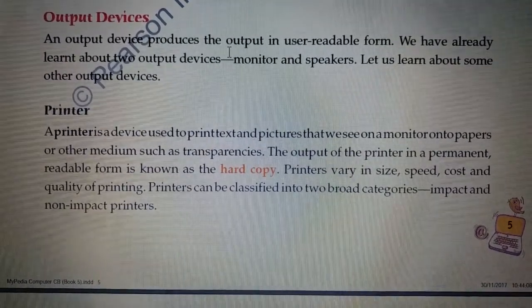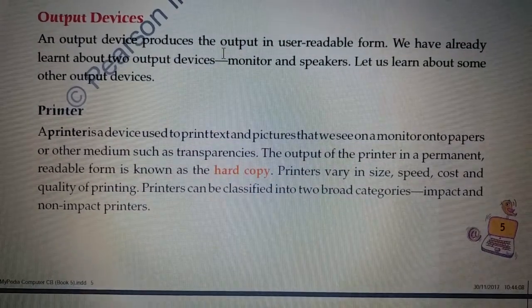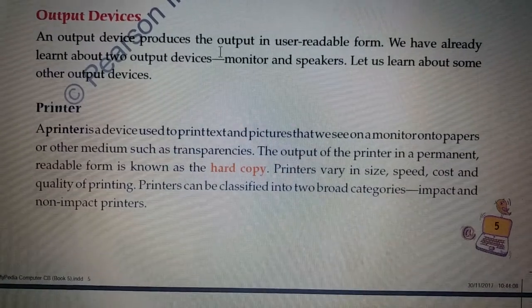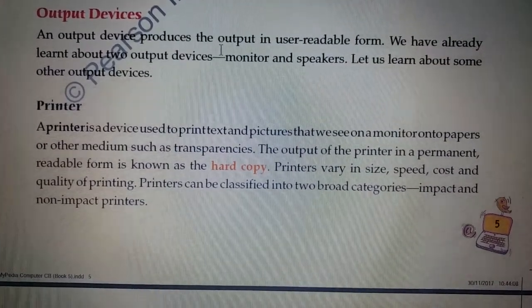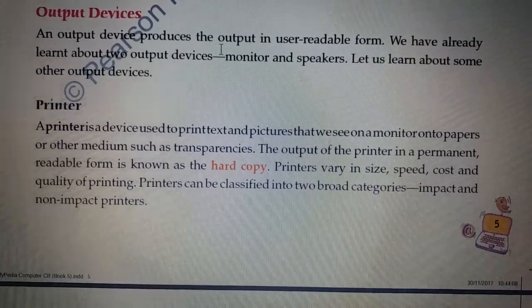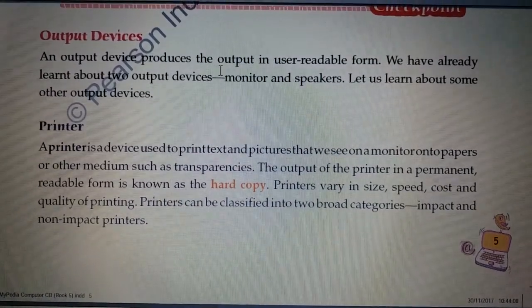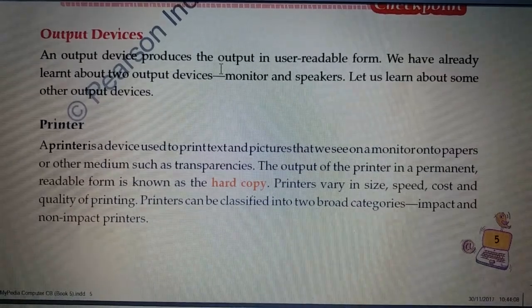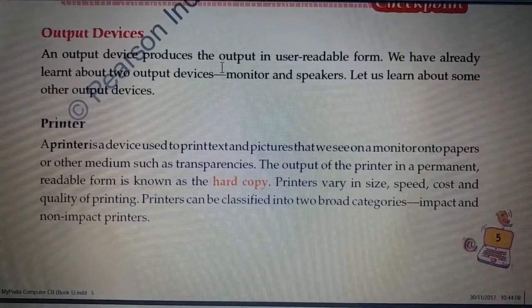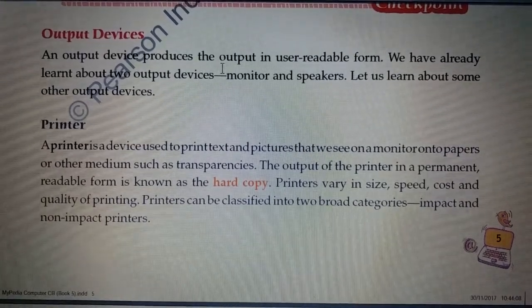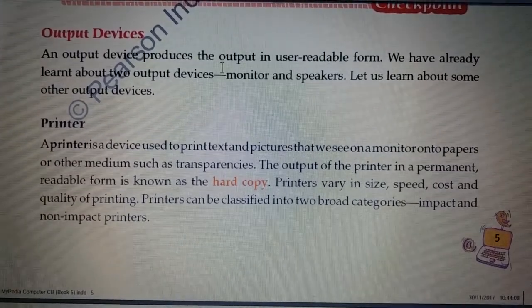Printer. A printer is a device used to print text and pictures that we can see on monitors, on paper or other mediums such as transparencies. The output of a printer in permanent readable form is known as hard copy. Printers vary in size, speed, cost and quality of printing. Printers can be classified into two categories, impact and non-impact.